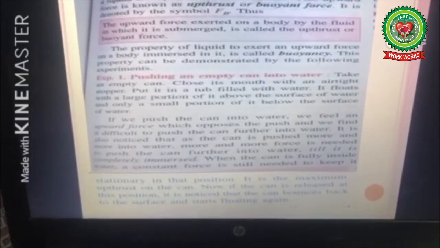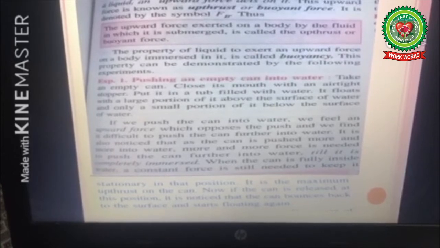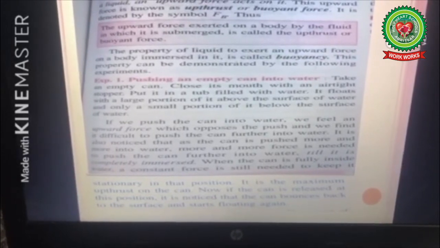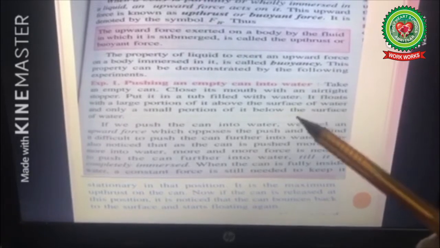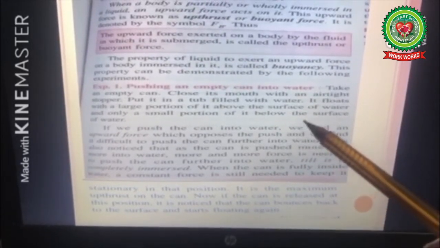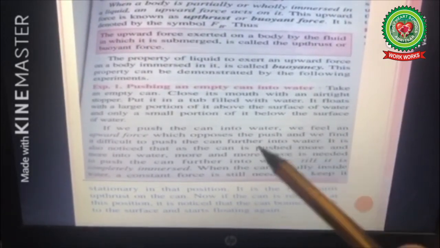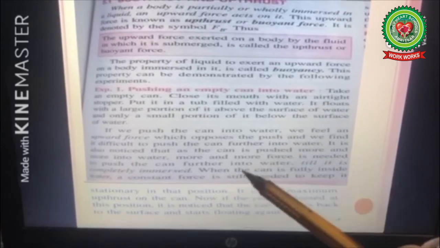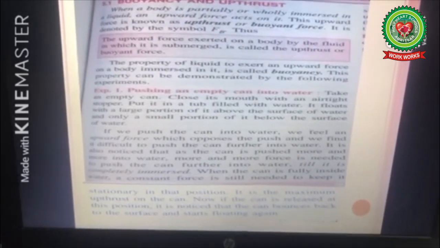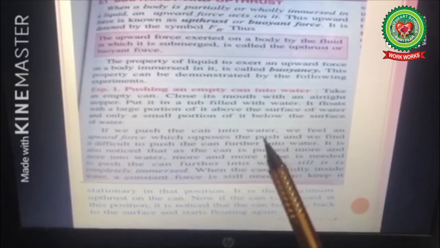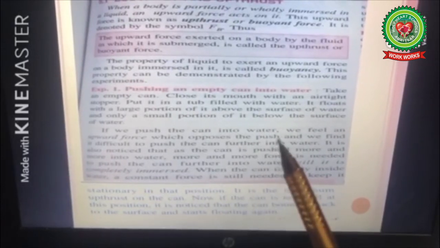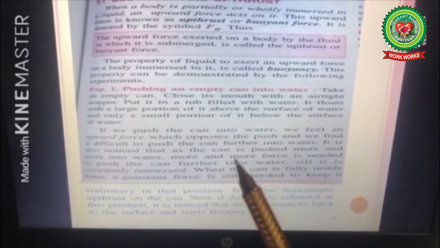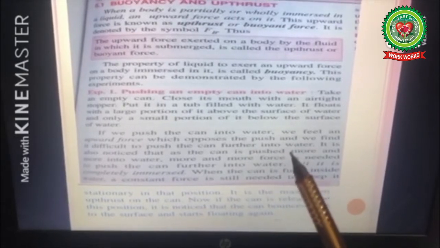Take an empty can, close its mouth with an airtight stopper, and put it in a tub filled with water. It floats with a large portion of it above the surface of water and only a small portion of it below the surface of water. If we push the can into water, we feel an upward force which opposes the push, and we find it difficult to push the can further into water.